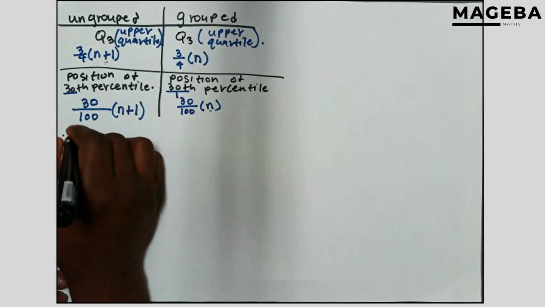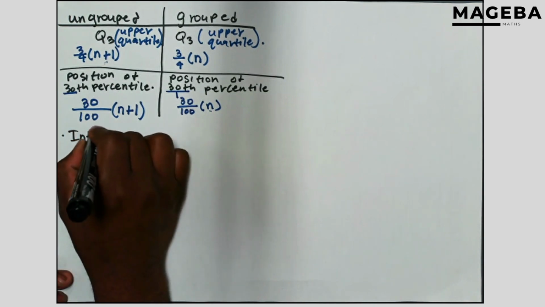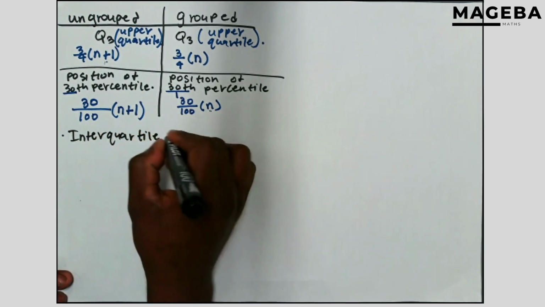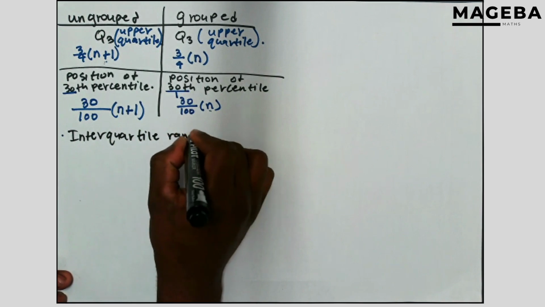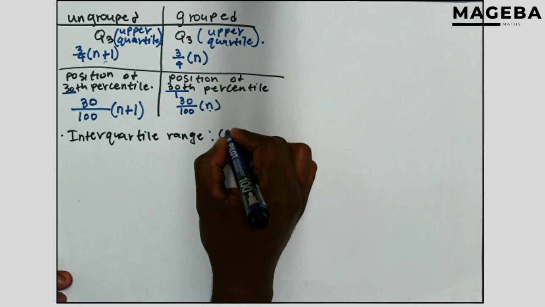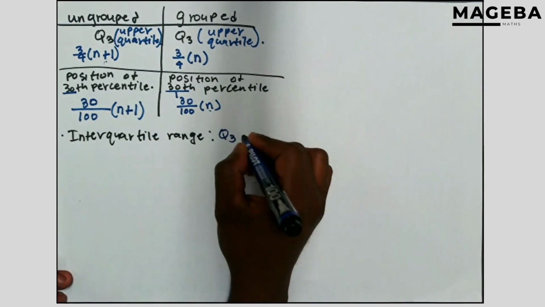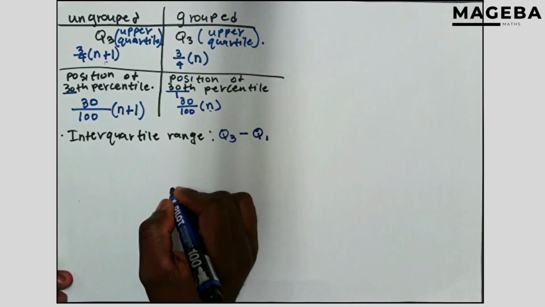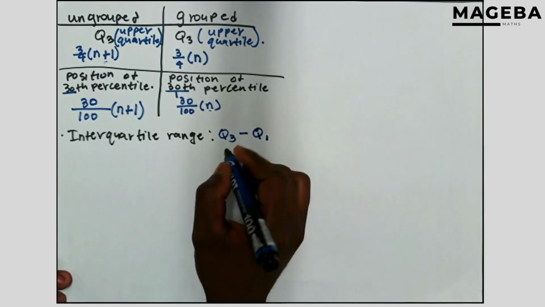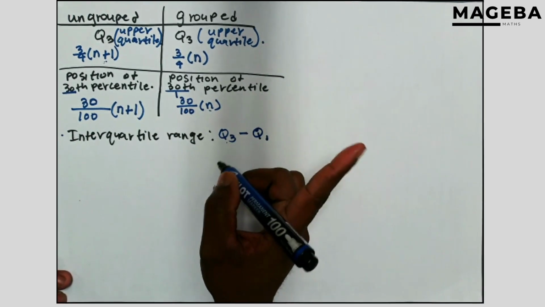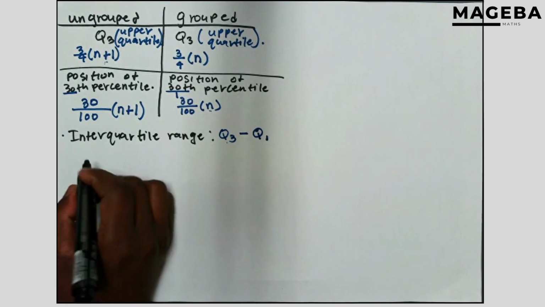Now let's continue with our terms. Now we're going to do the interquartile range. How do we find the interquartile range? We take Q3, then we minus Q1. I hope you still remember how to find Q3 and how to find Q1.